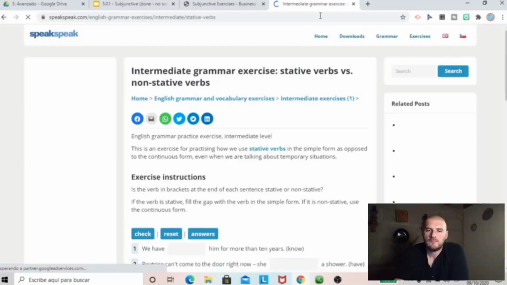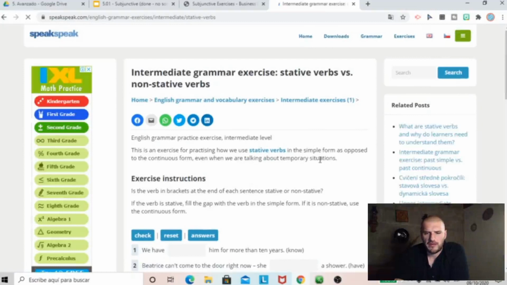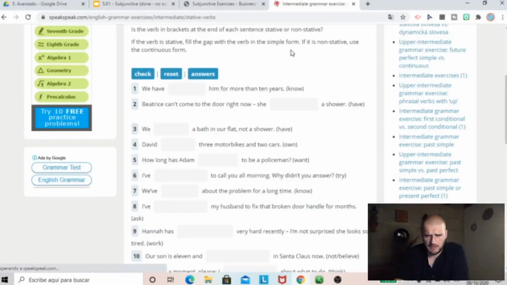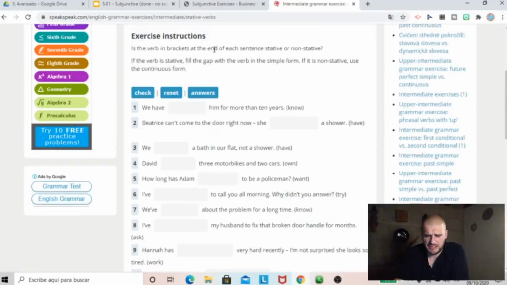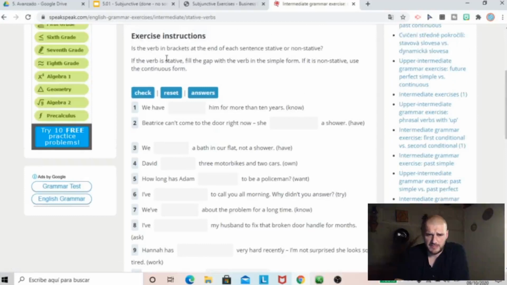Go to point number 3 in the description to open the activities. Okay, so this is the activity here. It says intermediate grammar exercise, stative versus non-stative. Scroll down and you will see here, is the verb in brackets at the end of each sentence stative or not? If the verb is stative, fill the gap with the verb in simple form. If it is non-stative, use the continuous form.